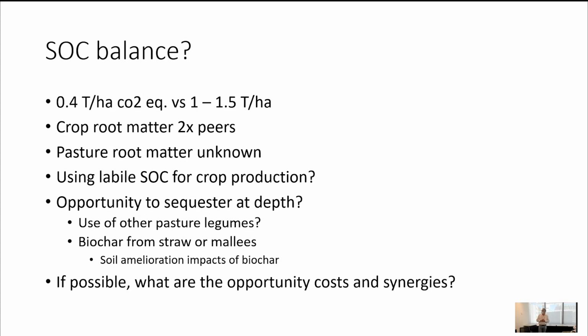Big question: is there an opportunity to sequester at depth? Use of other pasture legumes to get further down, store further in the profile. And again, this other question of biochar from straw mallees. This is an emerging bit for biofuels, and then there's also technology out there for producing electricity out of straw, ground cycle mallee. And then there's a big question of soil amelioration impacts of biochar, and the possibility of opportunity cost incentives.